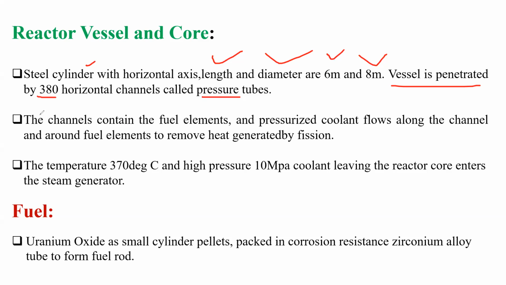The channel contains the fuel elements, and pressurized coolant flows along the channel and around the fuel elements to remove heat generated by nuclear fission. With respect to temperature, here 370 degrees, and pressure is 10 megapascal and 370 degrees Celsius. So this much temperature and pressure is required to form the chain reaction or to continue the chain reaction. So this is about your reactor vessel and its core. Because it is quite different, that's why I mentioned it here.